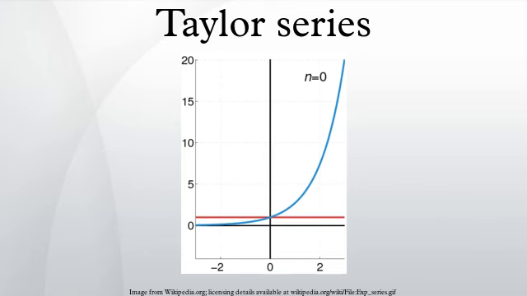In mathematics, a Taylor series is a representation of a function as an infinite sum of terms that are calculated from the values of the function's derivatives at a single point. The concept of a Taylor series was discovered by the Scottish mathematician James Gregory and formally introduced by the English mathematician Brook Taylor in 1715.